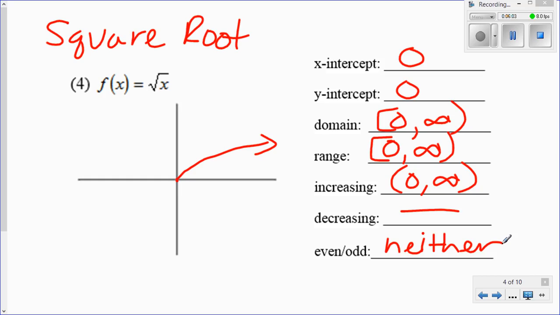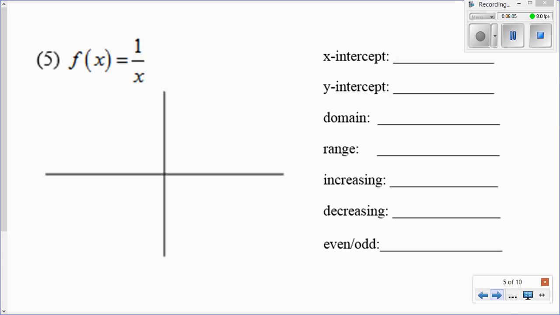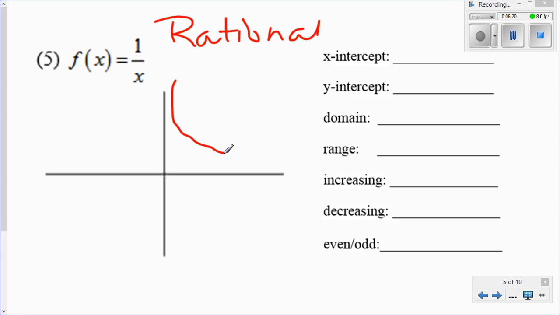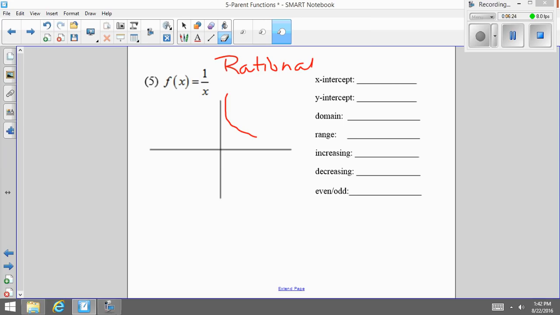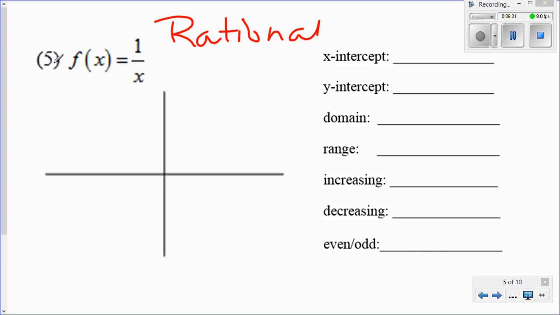All right, let's look at number 5. All right, this is 1 divided by x. This is called a rational function. All right, so the rational function has an interesting graph. It actually looks, ooh, that's kind of bad. I'm going to fix that. All right, it actually looks like this. That's better.